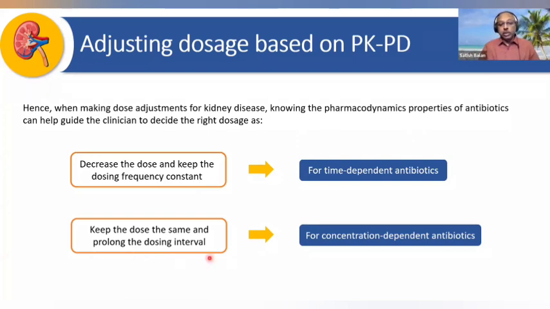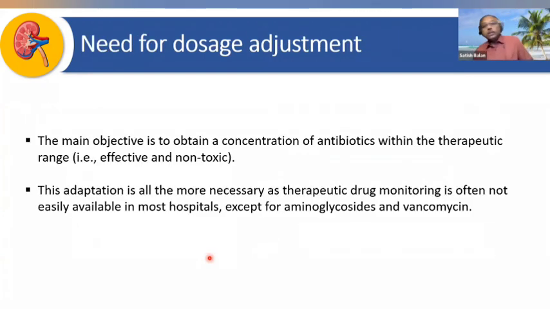So especially for aminoglycosides, you are going to give it once in 2 days, once in 3 days, once in 4 days, etc. That's how you're going to do it. Even vancomycin, we know that. So the main objective is to obtain a concentration of antibiotic within the therapeutic range and avoid toxicity, using therapeutic drug monitoring for most of the agents.